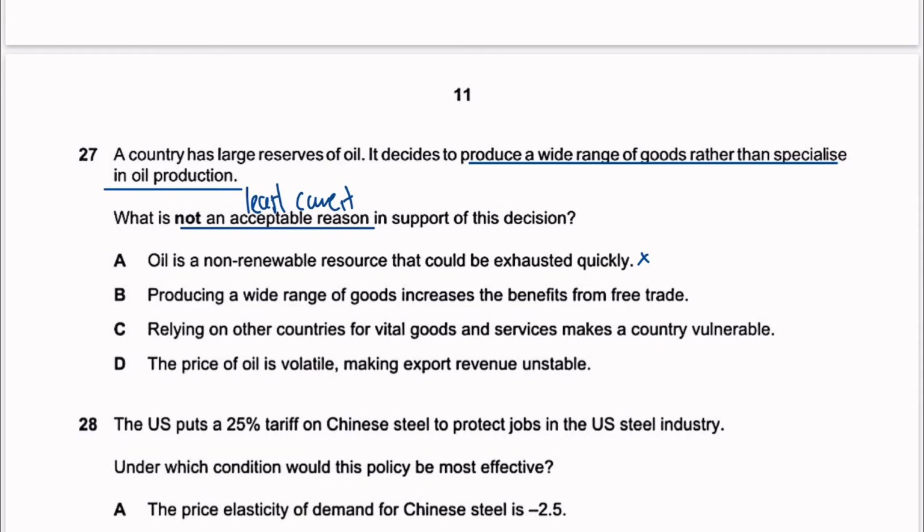B. Producing a wide range of goods increases the benefits from free trade.